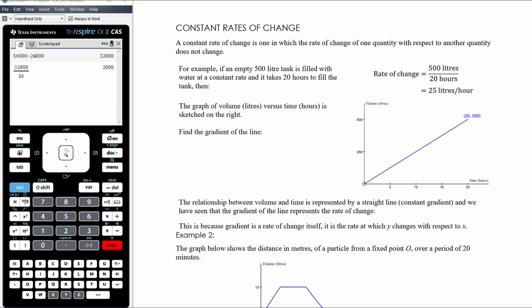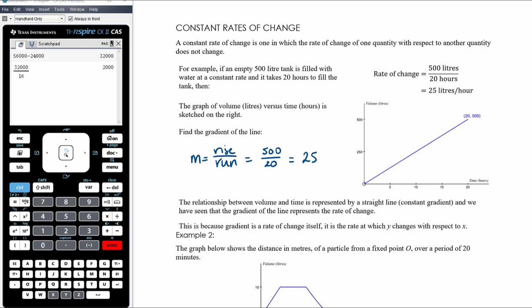So the graph of volume, litres versus time, so we know when time is 0, the volume was 0. When time was 20, the volume was 500. The gradient of this line we know is rise over run, and in this case the rise is 500 over the run, which is 20. And so we've got 500 litres over 20 hours, which is again 25.